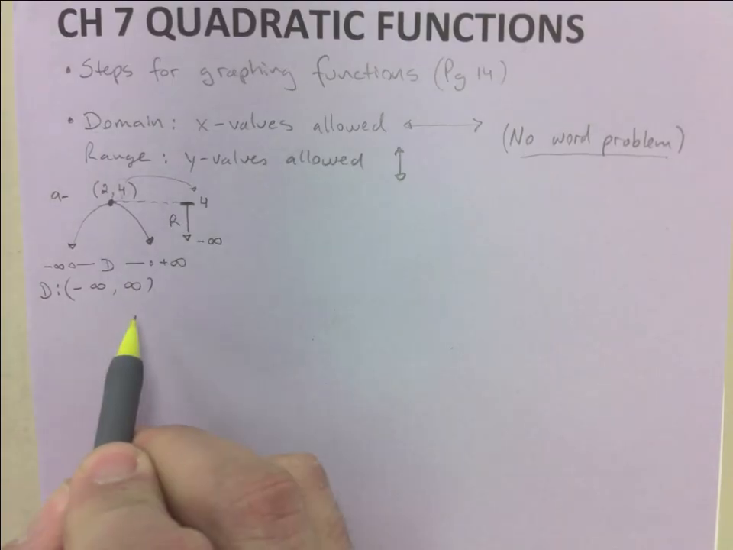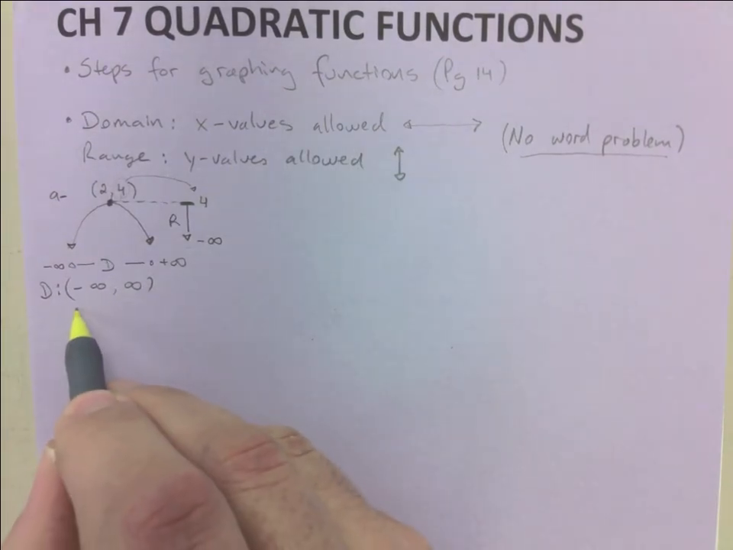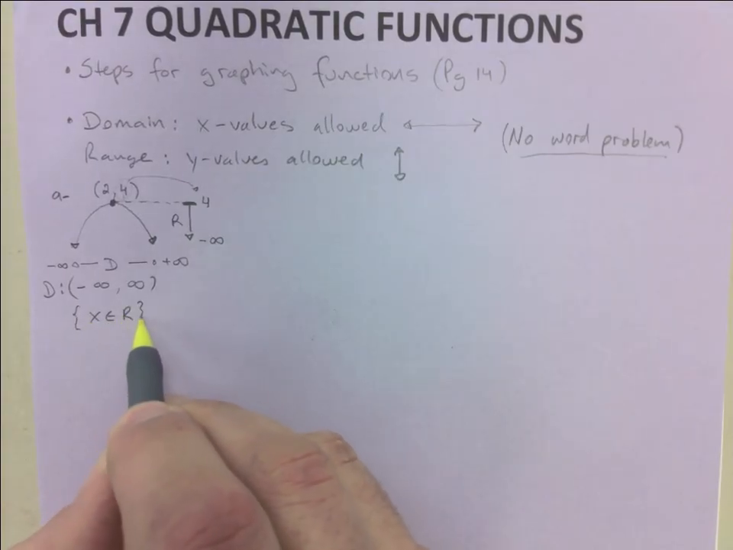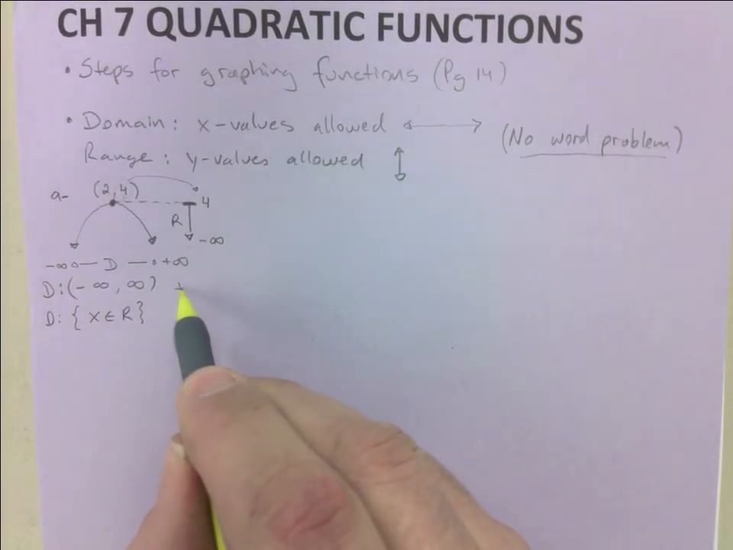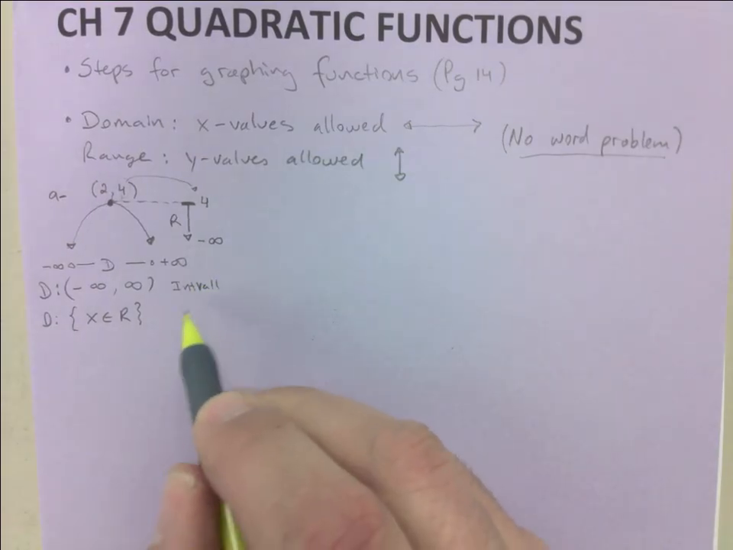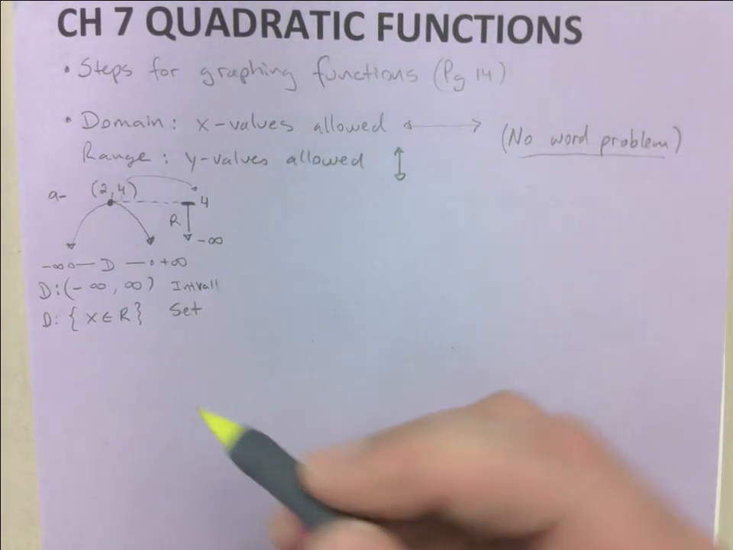Either you write it underneath saying this is my domain, and so that's the domain, and if it's set notation, in this case x belongs to all real numbers. Okay. So this is interval, and this is set. Okay.